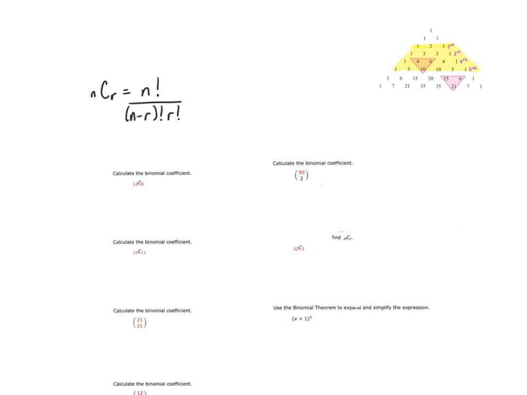8.4, the two things we're going to talk about are binomial coefficients and expanding using Pascal's triangle. So this formula is super important. You need to have this written down somewhere so when you go to do your problems, you know exactly what the formula is, what it looks like.